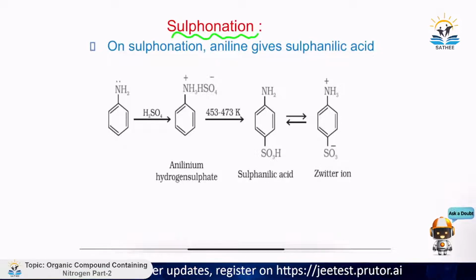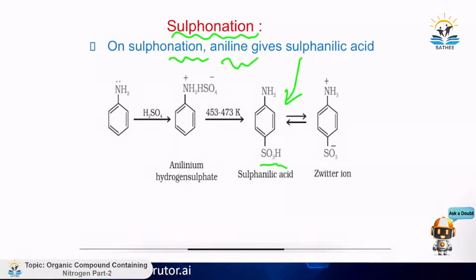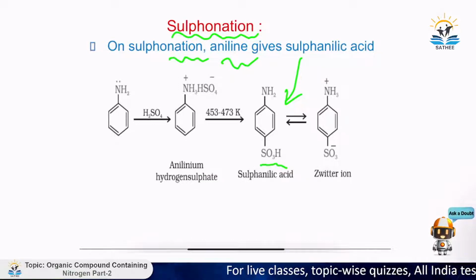Now in this case, sulfonation of aniline is possible, and aniline on sulfonation, what does it give? It gives sulfanilic acid. So we have to remember that SO3H and NH2 group is called sulfanilic acid. So what will happen when this aniline will react with H2SO4, we'll do the sulfonation. Then first it will form NH3 plus and HSO4 minus.